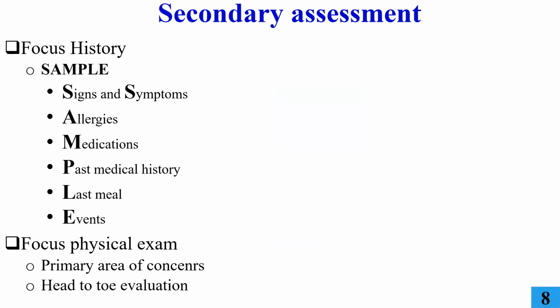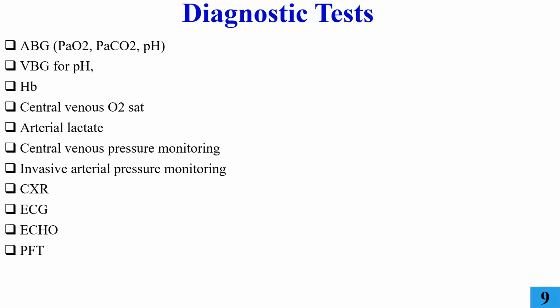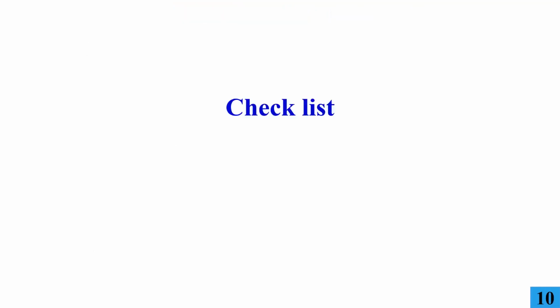Now, this is not your job. Until here is not your job, but I will show you what exactly we are doing and what the nurse should do. Okay, the diagnostic tests that we order if the child is sick are arterial blood gas, venous blood gas, capillary blood gas, hemoglobin. We do central oxygen monitoring. We do arterial lactate. We monitor the central venous pressure. We do invasive arterial pressure, chest X-ray, ECG, echo, pulmonary function test, and so on.